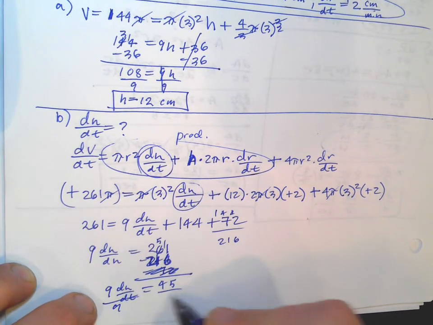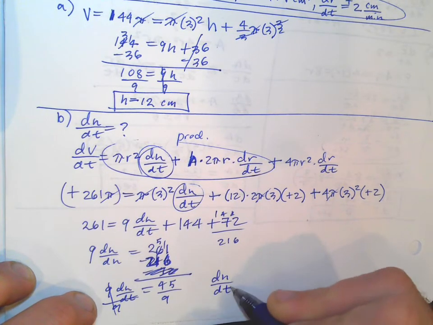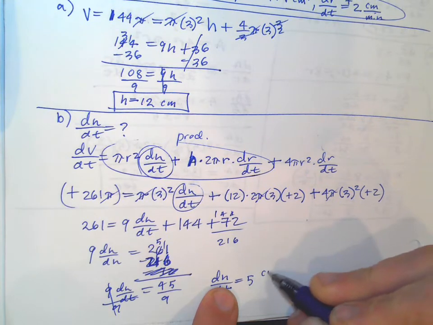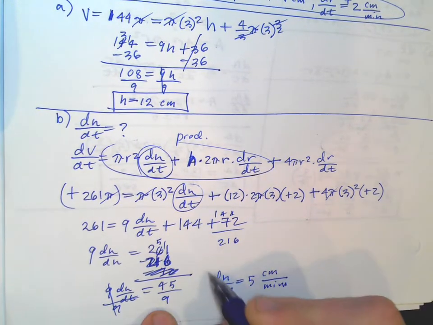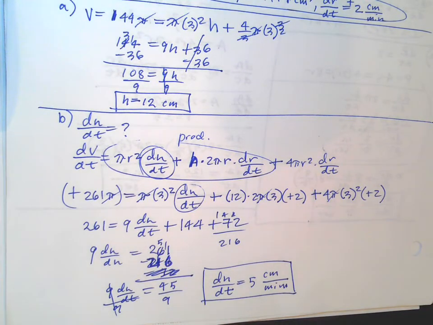Divide by 9. And we finally get a very nice answer. dH/dt equals 5. What are the units? H should be one-dimensional units, centimeters per first power of time, which is minutes on this problem. And it came out positive, which it should, since everything's increasing, the height should be increasing too.